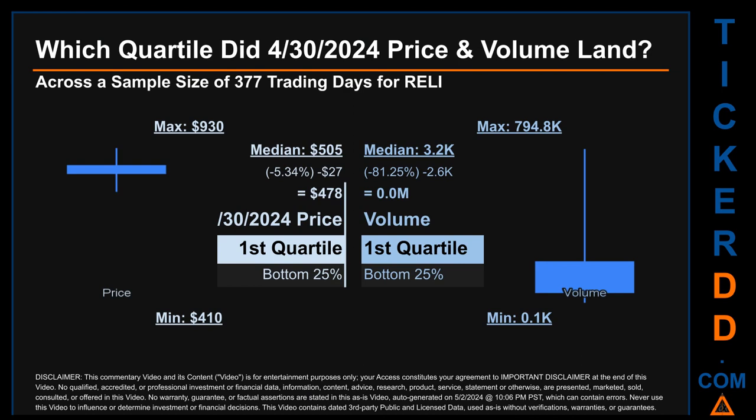Descriptively, RELI has a median price of $505. Therefore, April 30th, 2024 price was lower from that middle marker by 5.34%. The day's volume of 0 million was less than the median by 81.25%.